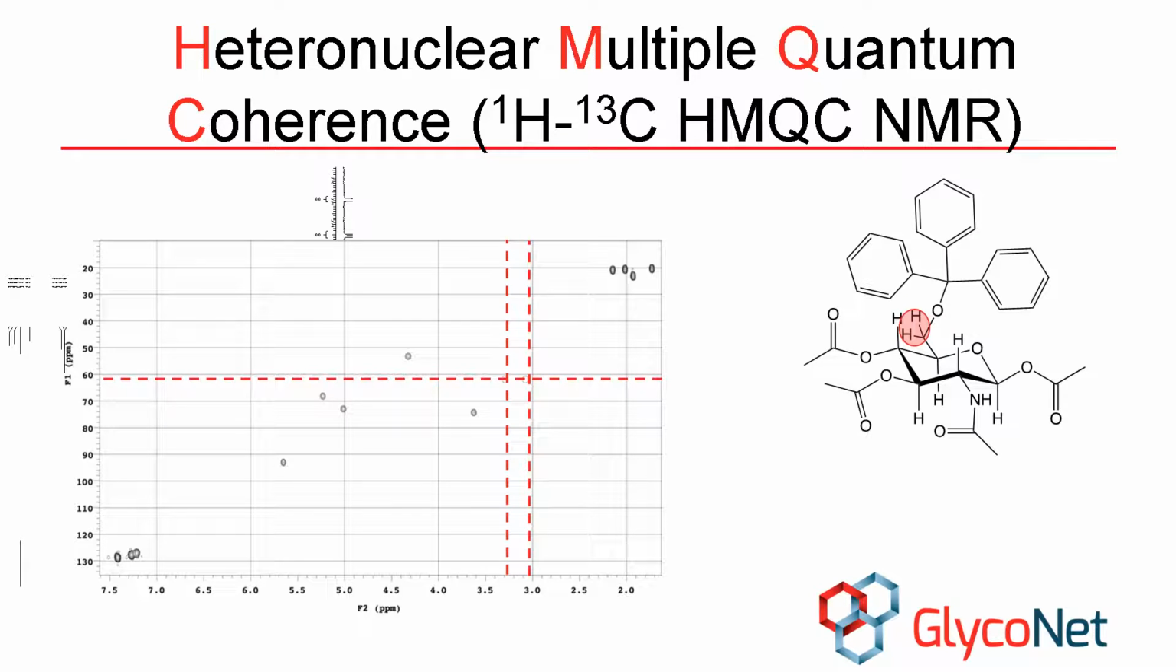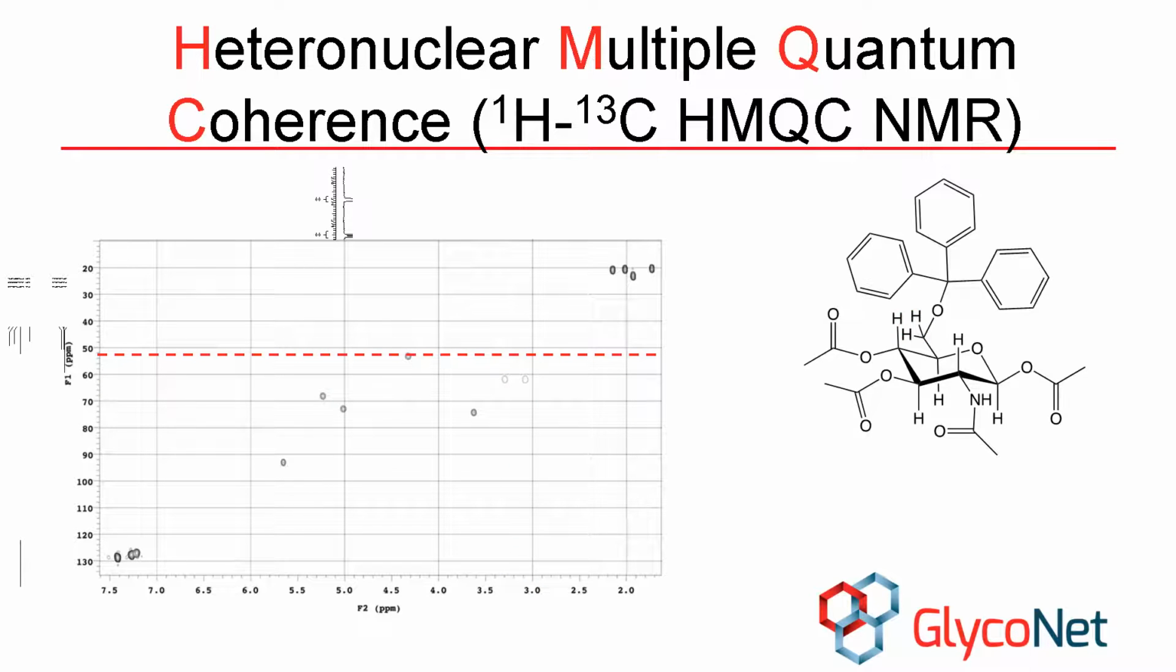We also know that carbons which are adjacent to nitrogens have lower chemical shifts at about 50 parts per million. We can identify the proton at position 2 by following the horizontal and vertical of the carbon that we have identified as being next to the nitrogen.